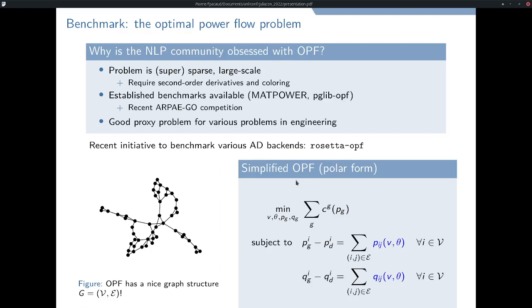As you recall, here is the shape of the OPF problem. We want to minimize a cost function subject to some constraints, equality constraints, which are often denoted as the power flow equations. These equations are super sparse because they connect nodes to each other only through the edges in a graph, and nonlinear. Each flow on an edge depends on voltage angle and voltage magnitude V.